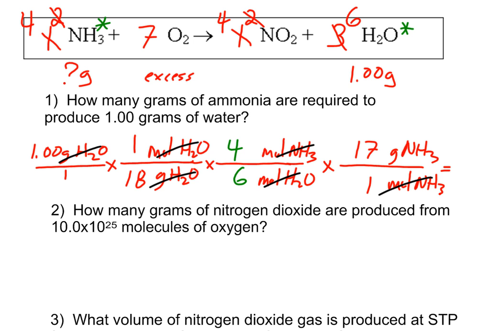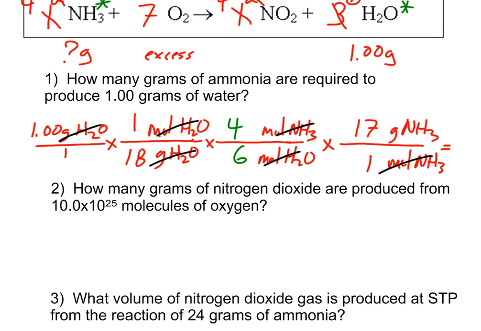Okay. So next one down. So let's erase the values that we had here. And we'll work in blue this time. So how many grams of nitrogen dioxide, so we want to know grams of the nitrogen dioxide, are produced from 10.0 times 10 to the 25th molecules of oxygen?